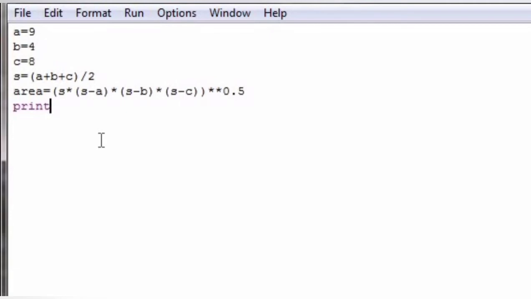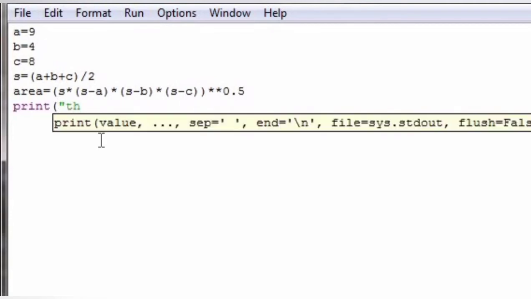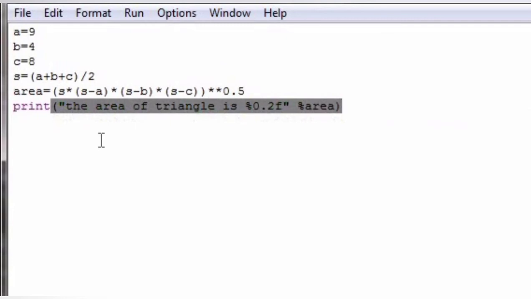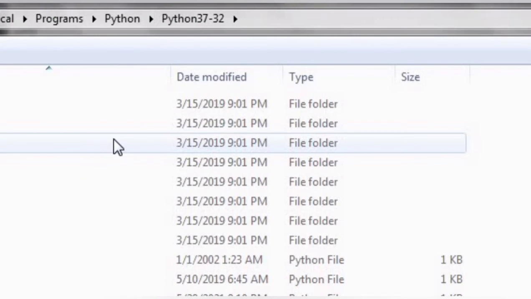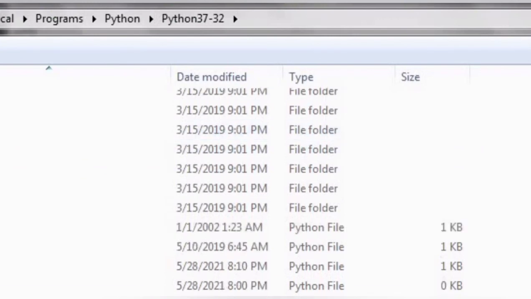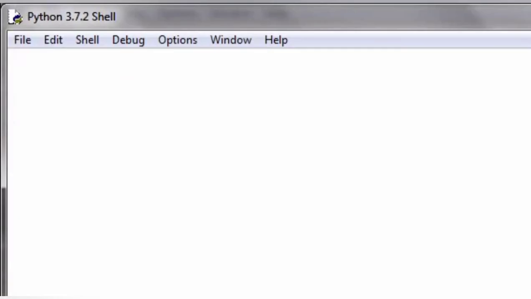Now the print function, and we will write a message to output: the area of the triangle is percent 0.2f, percent area. Now let's run our program. Here I'm zooming in, so you will not be able to see the full screen, so save the file and run your program as well. That's it.